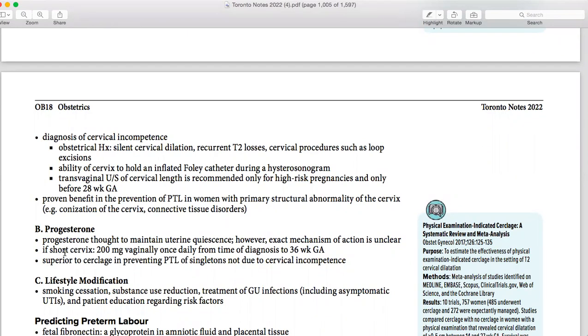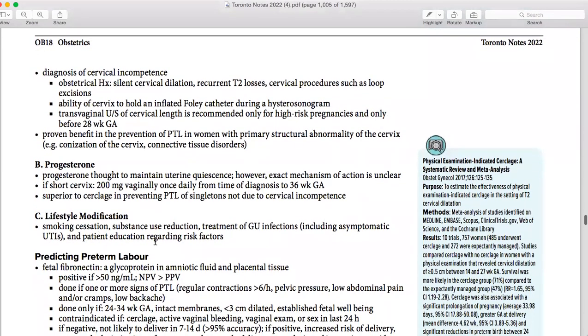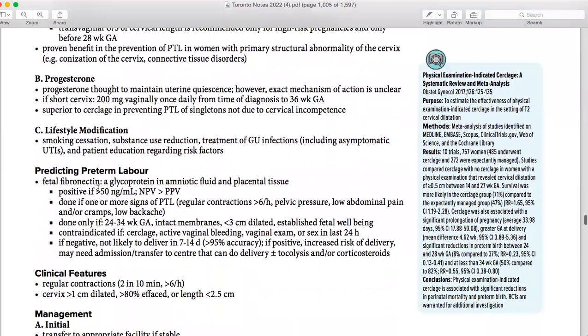When you diagnose a short cervix and we need to preserve the pregnancy, and she doesn't want to go for cervical cerclage or progesterone, then comes lifestyle modification and predicting preterm labor.